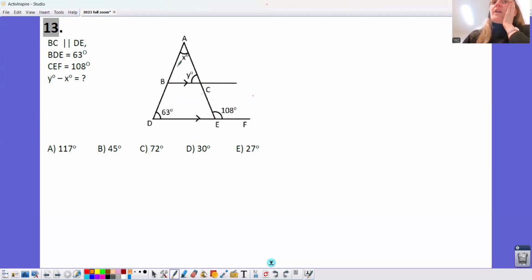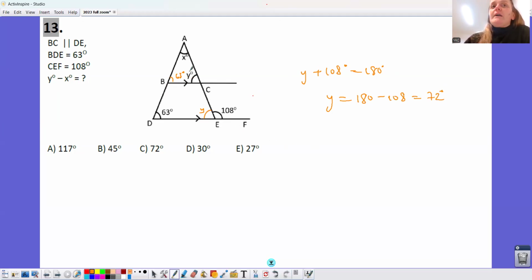So if we have two parallel lines and another line that passes through those parallel lines, there is a rule that these corresponding angles are the same: if this is y, then this one is y; if this is 63, then this one is 63. So this will help you. Here, as you see, y and 108 are forming a straight angle, which means y plus 108 degrees is equal to 180 degrees. Then y will be 180 minus 108, which is 72 degrees.